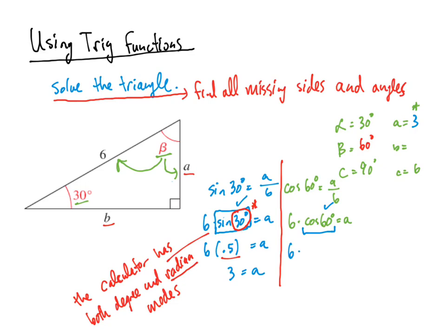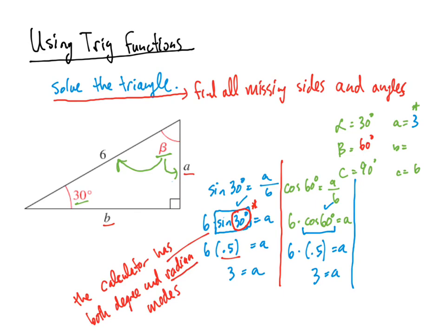So 6 times 0.5 is equal to A. 3 is equal to A. So I just wanted to show both ways here, just to illustrate that there's not always just a single trig function that we could have used. All right, so A is 3.